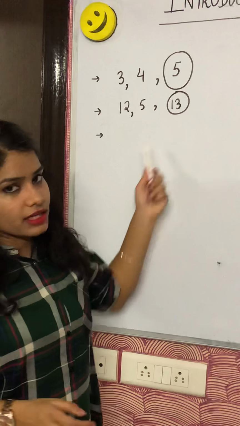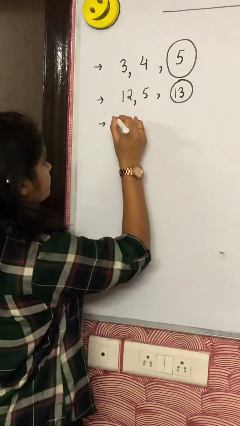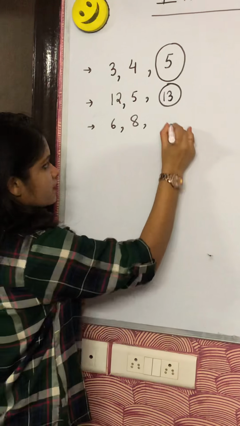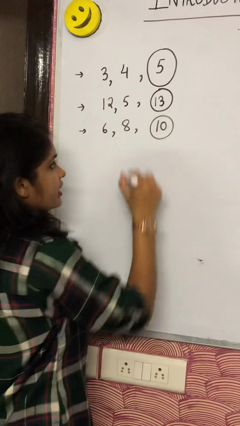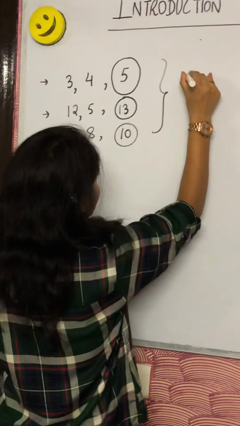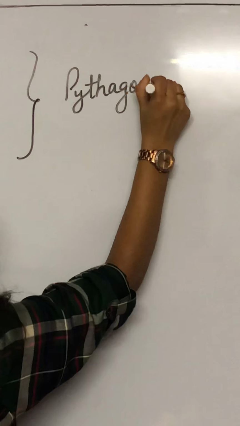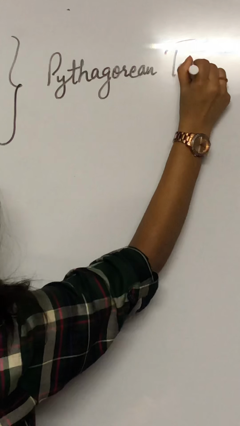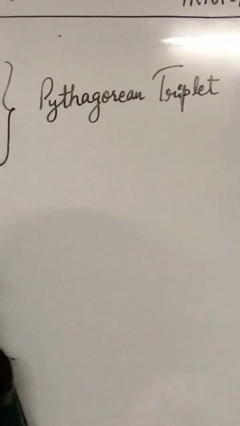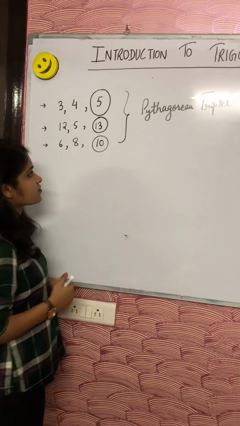Like this you can apply it in your examples also. If you have solved and remembered these two, it means you are going correct. And in competitive exams, this will help you a lot. And next I'm telling you 6, 8. This will give you 10 as the hypotenuse. So these are Pythagorean triplets. And I will tell you more in my next modules if you like it. So please watch these videos.